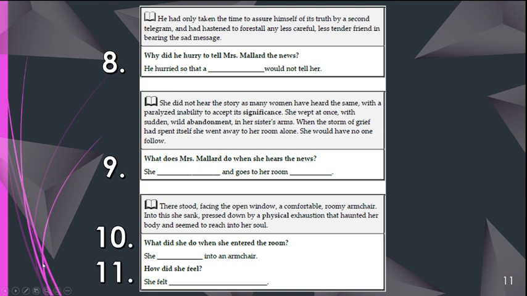And do the same for exercises 8 through 11. Just the number and then the word that would fill in the blank to answer the question. And you can use those little paragraphs, those little excerpts from the story to help you answer them.